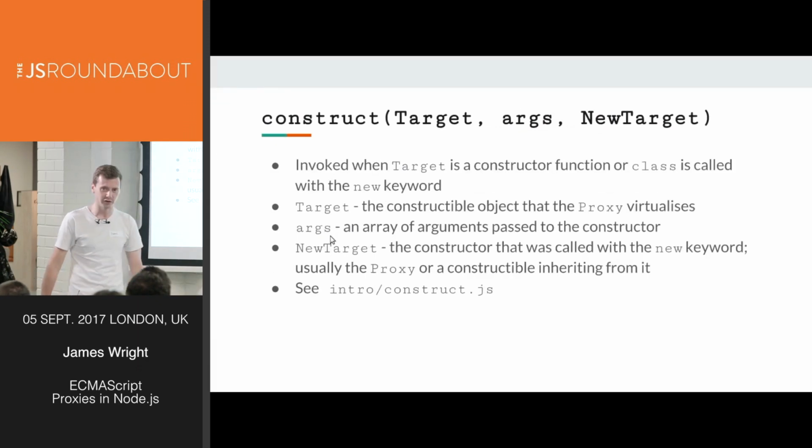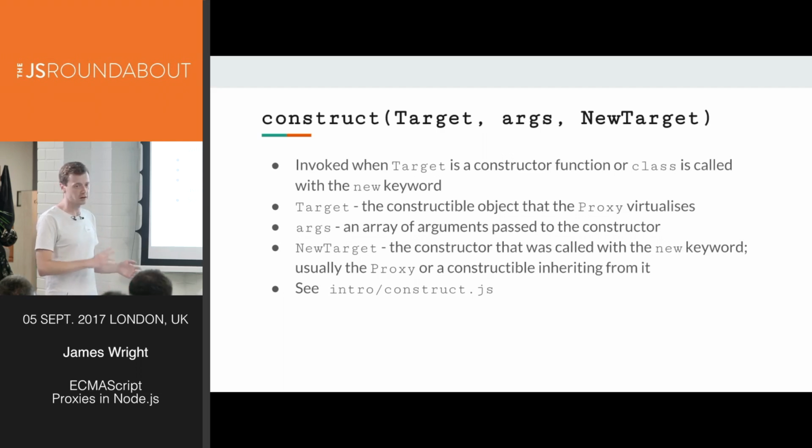And one more before I get onto the juicy real-world examples is construct. So it's invoked when a proxy targets a constructor function or a class, and it's invoked with the new keyword. So 3 parameters. The first is the target, not just the object that's virtualized by the proxy, but it has to be constructible in some way. You have to be able to utilize the new keyword as you invoke it.